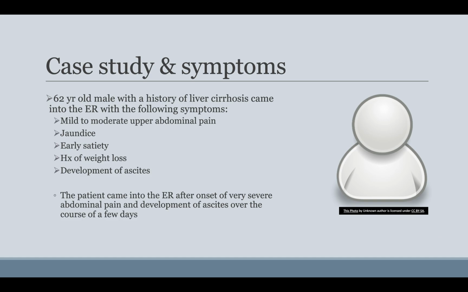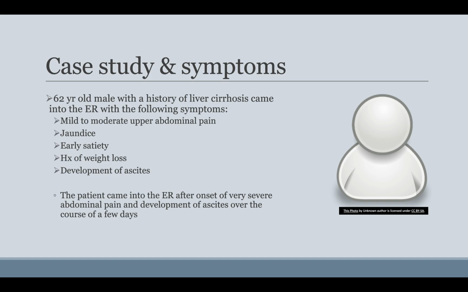We have a 62-year-old male with a history of liver cirrhosis who came into the ER with the following symptoms: mild to moderate upper abdominal pain, jaundice, early satiety, history of weight loss, and development of ascites. The patient came into the ER after onset of very severe abdominal pain and development of ascites over the course of a few days.